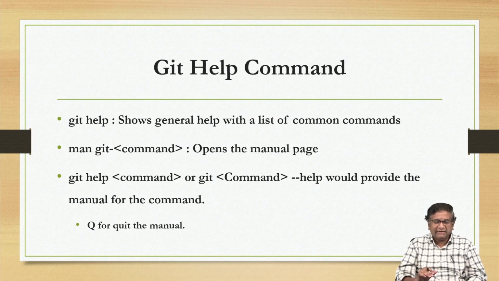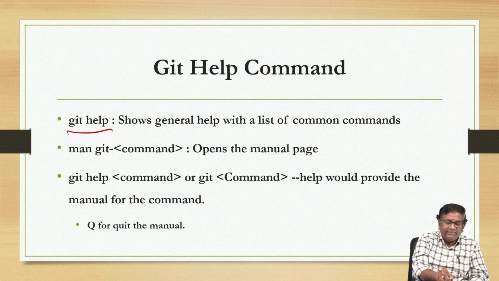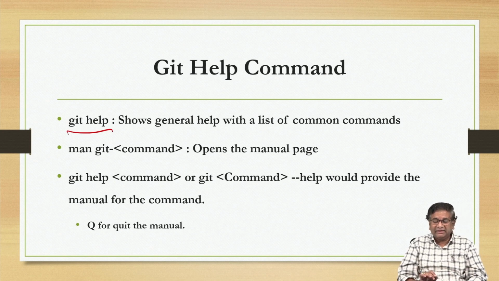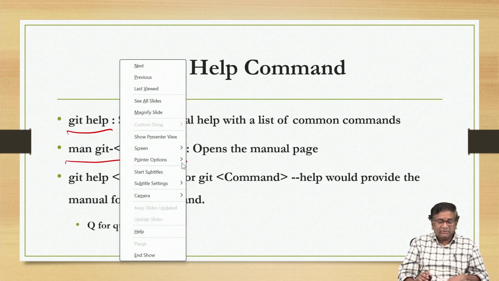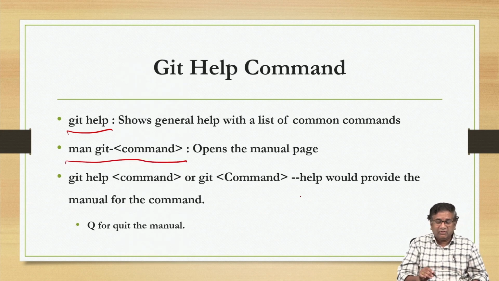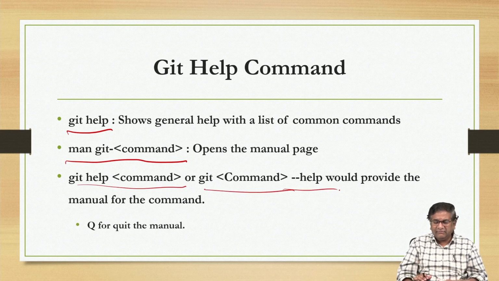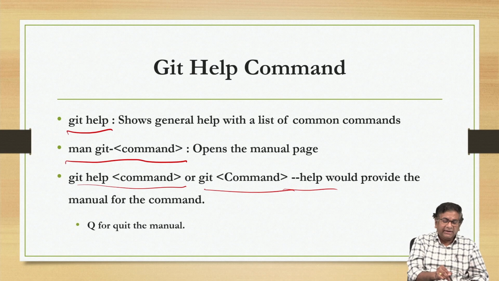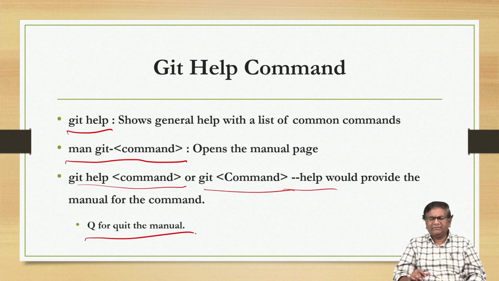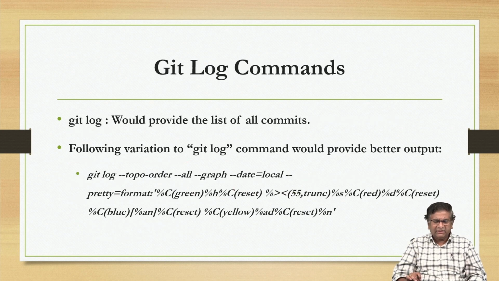Now we talked about the git help command. So git help is a command that shows general help with a list of common commands. Man git command. So man is for the git manual. It opens the manual page. Git help command or git command --help, both are the same. It would provide the manual for the command, and you have to type Q to quit the manual. You type that command, you will see a lot of commands.